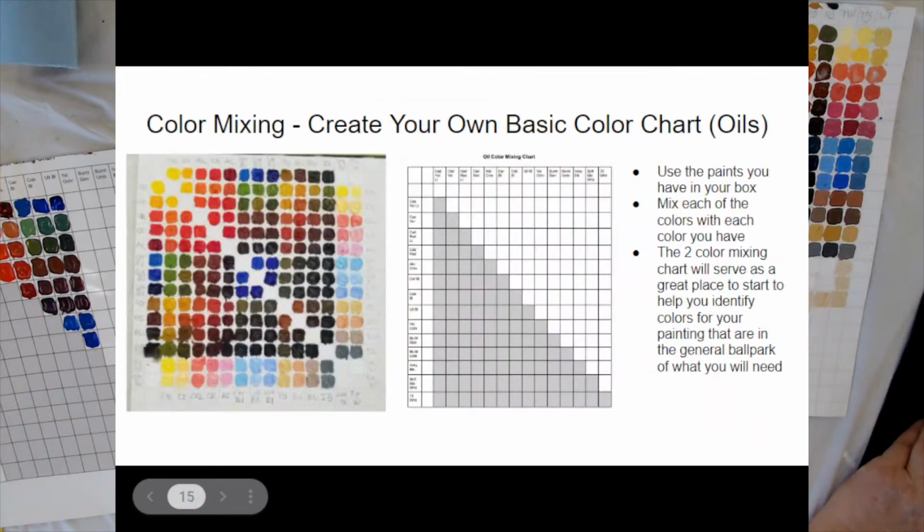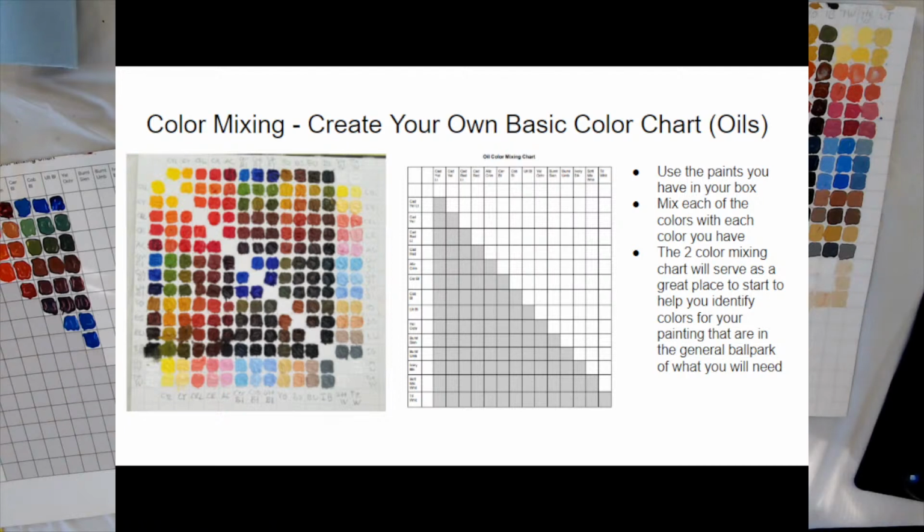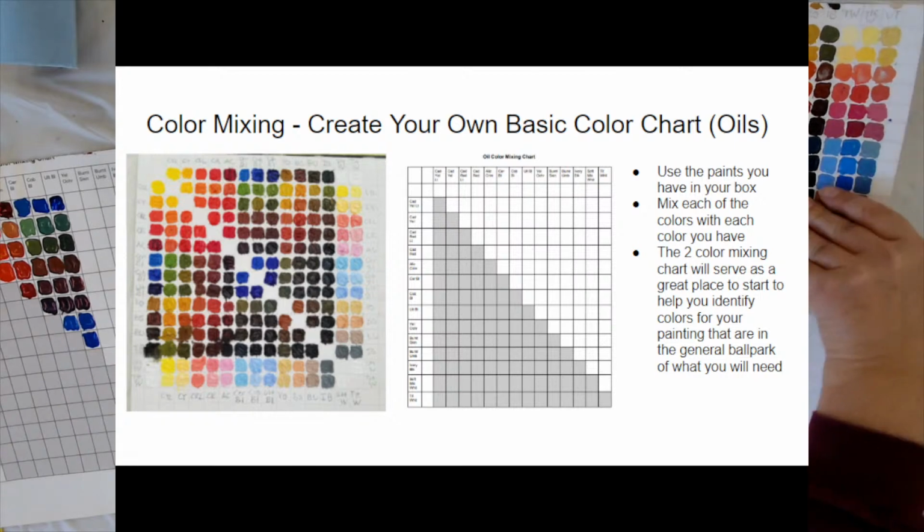And the next thing we went through is color mixing. So we went from the theory to the practical, and now the hands-on application of color theory. That is based on using the paints that you have in your box, mixing each of the colors with each color you have, and the 2-color mixing chart serves as a great place to start to help you identify colors for your painting that are in the general ballpark of what you need. So that's what we did here.